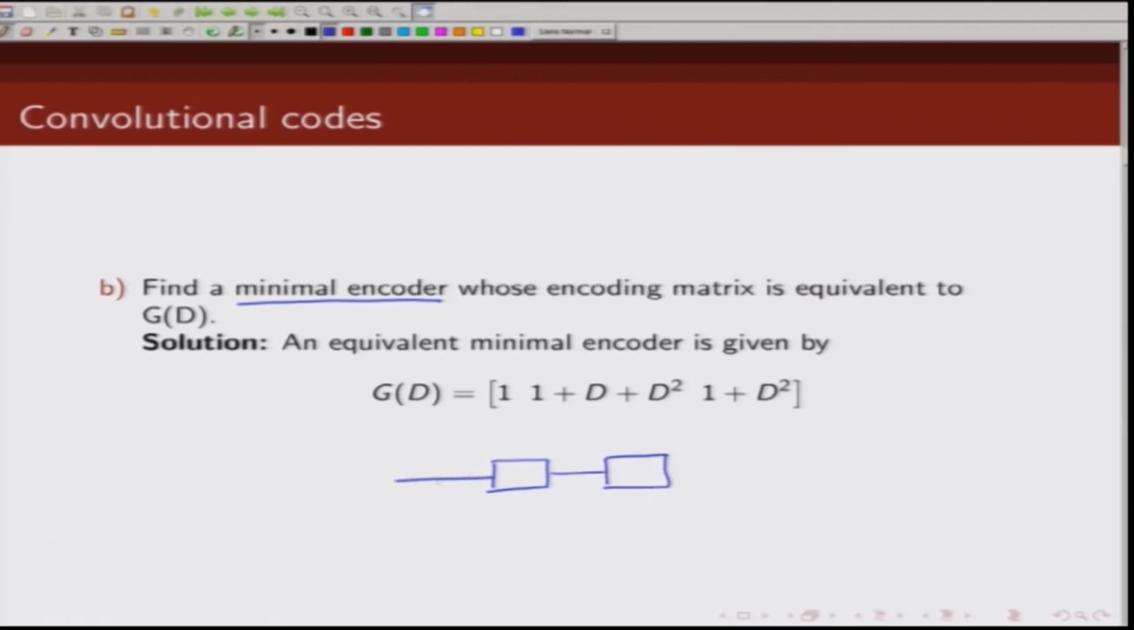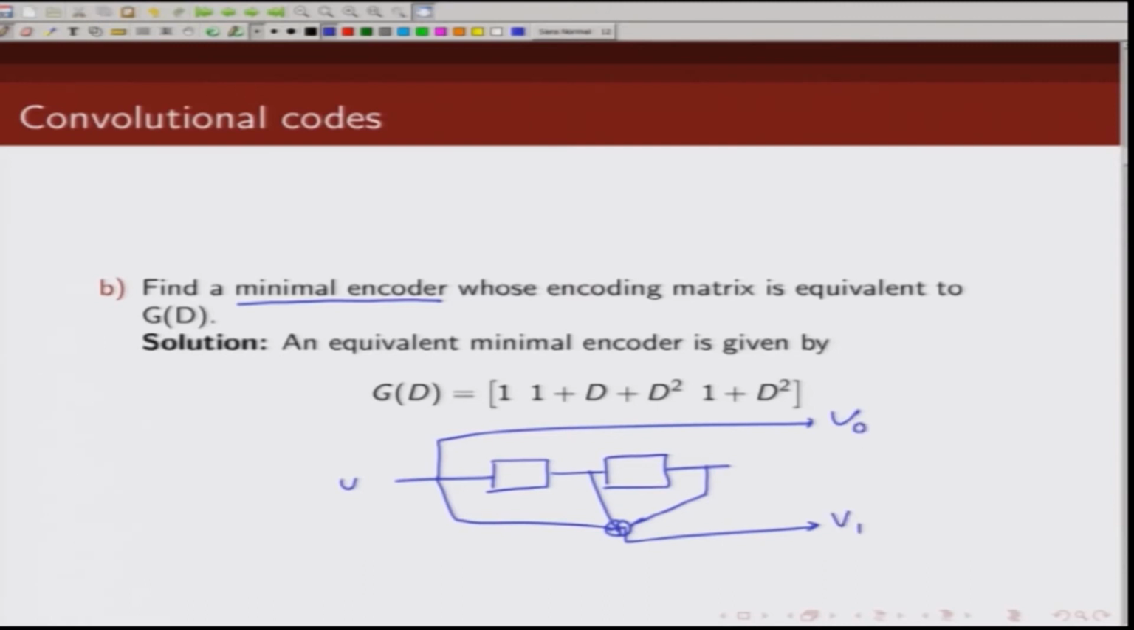So, I am drawing 2 memory elements here. The first coded bit is just 1. This is the information sequence that goes in. The second one is 1 plus d plus d square. So, that is your, let us call it V0, this is V1, this is U0, and the third coded bit is 1 plus d square, this is your V2.